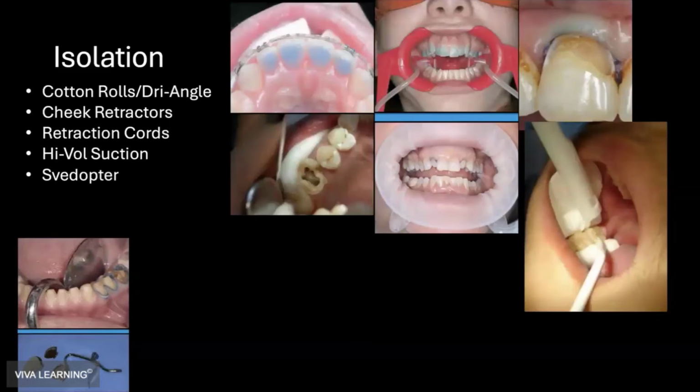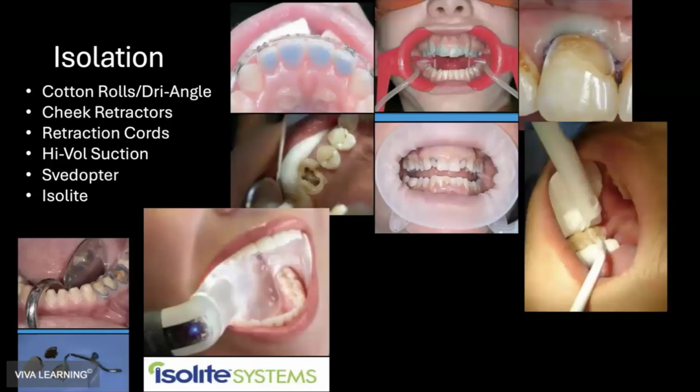There's something called Vidover. I don't even know what that is. I've never used it in my life. I'm sure that it exists, but there's several things. Isolite. I do use Isolite for my crown preparations. It is a great system. In fact, if you have like a class 5 really on the back of number 18, something like that, I understand you may not be able to put rubber dam there.